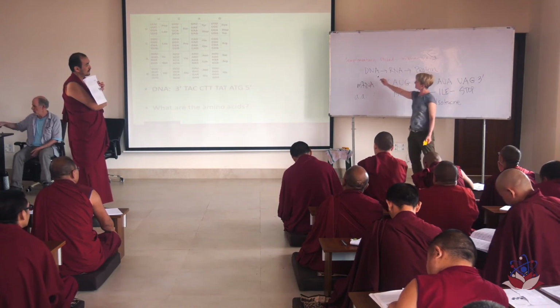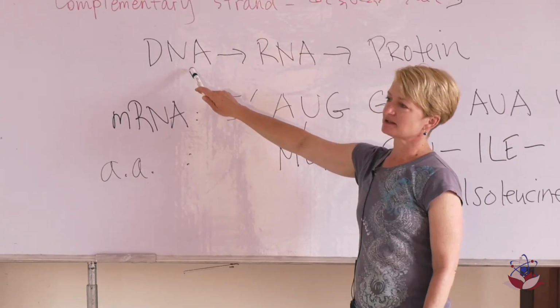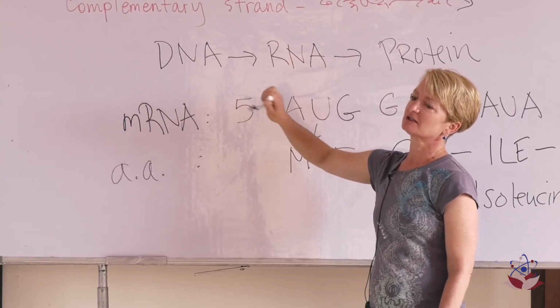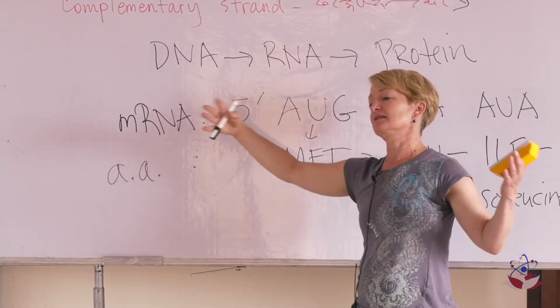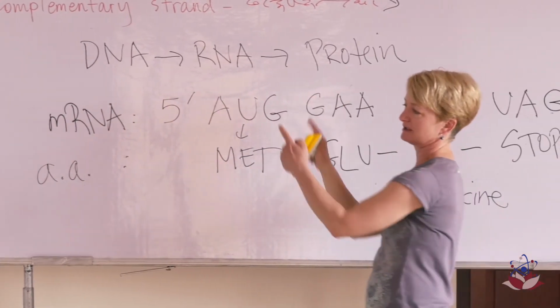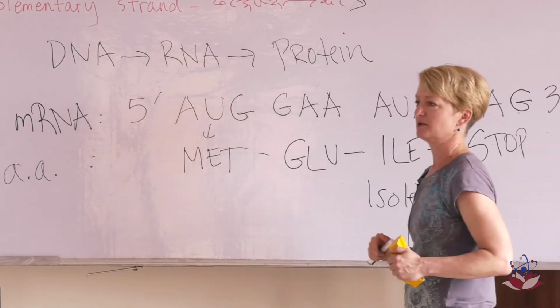So when the RNA polymerase binds to the start of a gene, it's not copying the entire DNA molecule, it's just copying part of the DNA molecule.